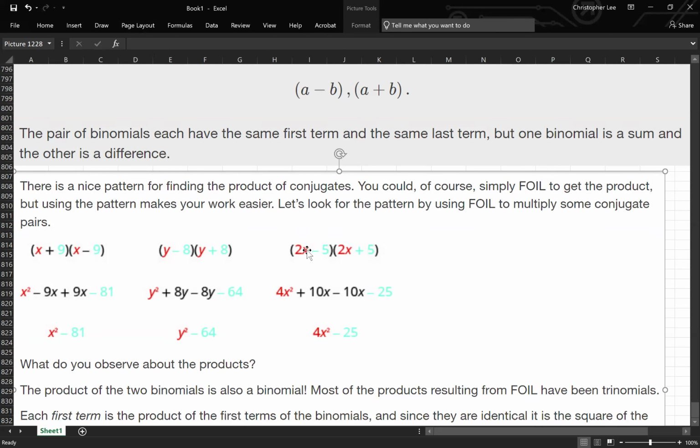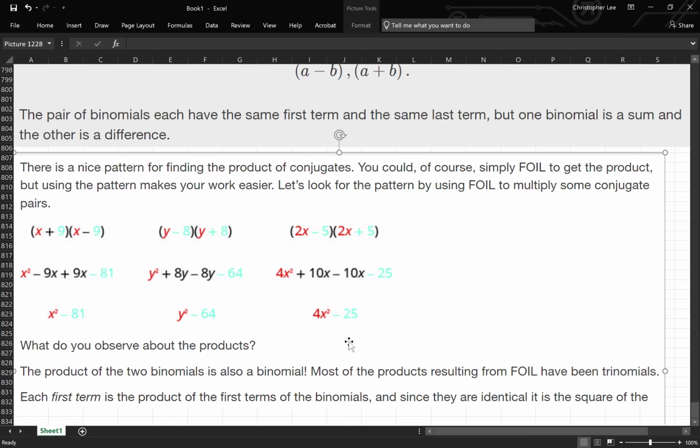What about the 2x minus 5 times 2x plus 5? Distribute that. 2x times 2x, 4x squared. 2x times positive 5 is positive 10x. -5 times 2x is going to give you a -10x. -5 times positive 5 is -25. Combining like terms, what do I get? I get a 4x squared minus 25.